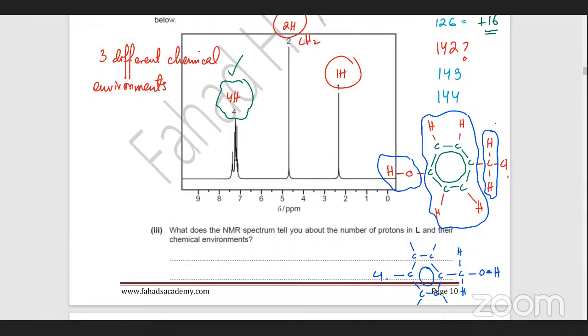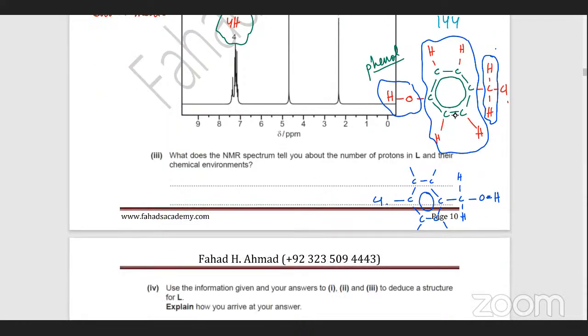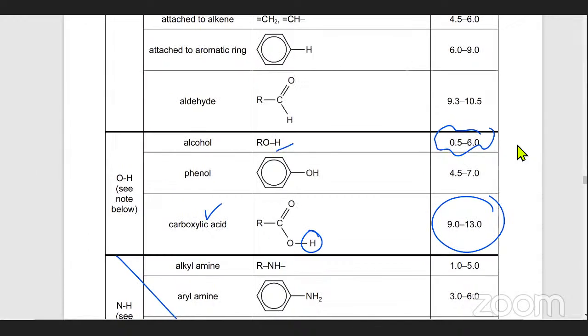So you have two options. You can either make it into a phenol, or you could make it into a normal alcohol. A benzene has to be there at all costs. To confirm whether it's a phenol or an alcohol, you can look at the data booklet, where there's OH somewhere over here. The alcohol OH is between 0.5 and 6. The phenol OH resonates at 4.5 to 7.